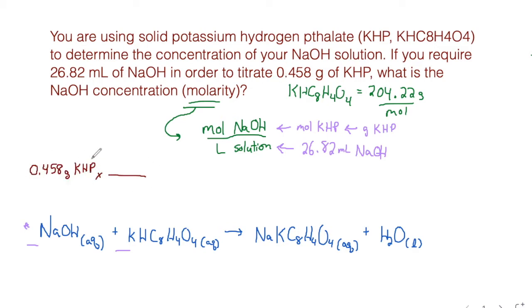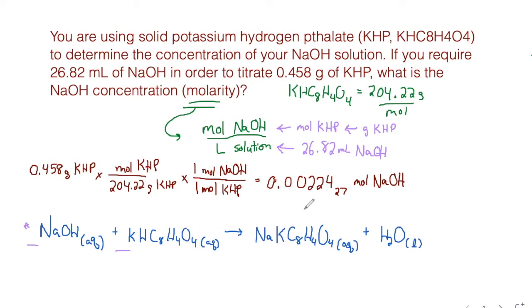So starting with our 0.458 grams of potassium hydrogen phthalate, we can use the molar mass. That gets us to moles of KHP. Then we can use the 1-to-1 molar ratio to get to moles of sodium hydroxide. And so that gives us 0.00224 moles of sodium hydroxide. I can keep a couple extra digits while I do this last step.